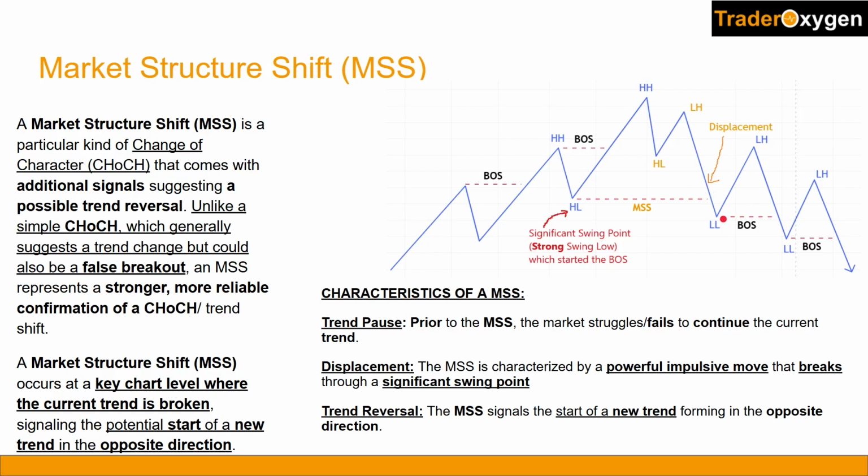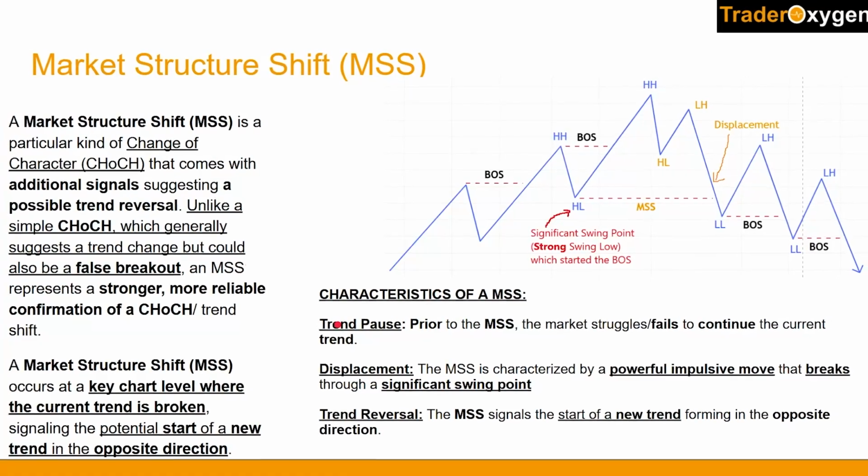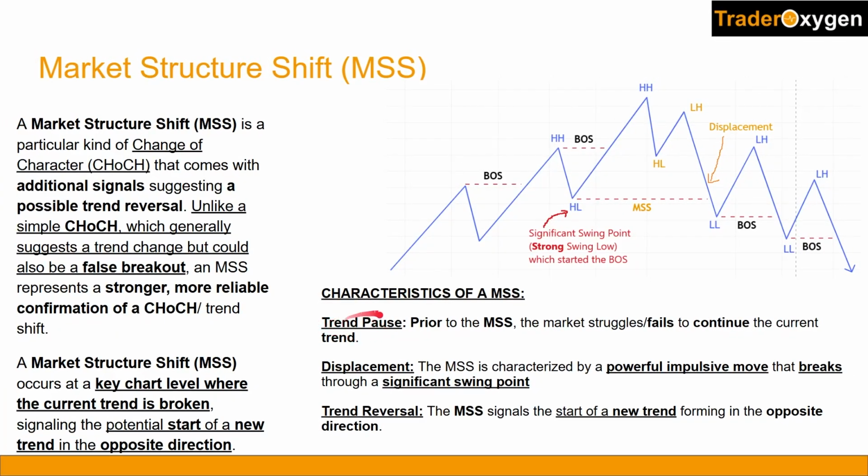That's what it's mentioned here. So when it breaks this significant swing low, then the current trend is broken and it's starting a potential new trend in the opposite direction. That's what it says here at the bottom. A new trend potentially starts in the opposite direction. So that's also something similar happening in change of character like we discussed. However, as I said, the market structure shift is more powerful. It's a powerful version of a change of character because in a normal change of character, you will not see a trend pause. But in a market structure shift, you will see a trend pause.